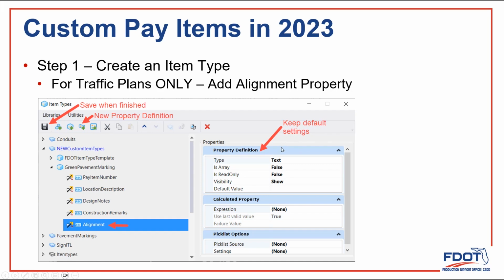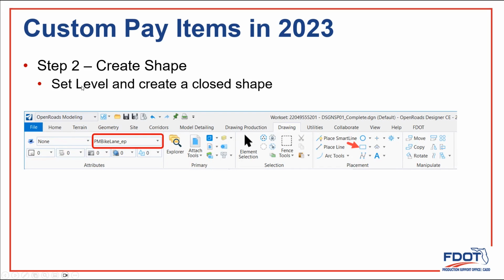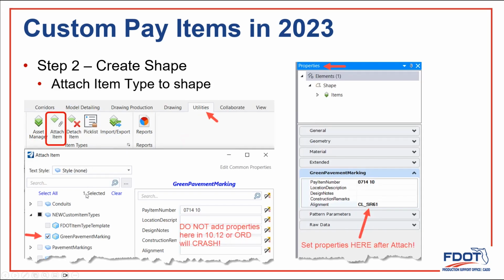And here you're gonna see all of these. They're gonna keep the default setting, all right? And then you're gonna set the level and create a closed shape. So you're gonna see the level that I chose is PM bike lane EP. And then once you choose that level, you're going to go ahead and place the line or place this shape here. Okay. You're going to attach the item to a shape, green pavement marking.